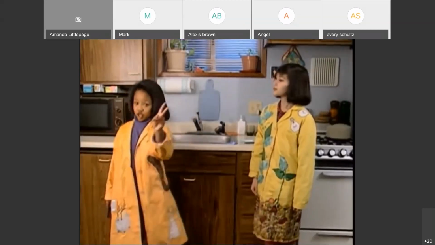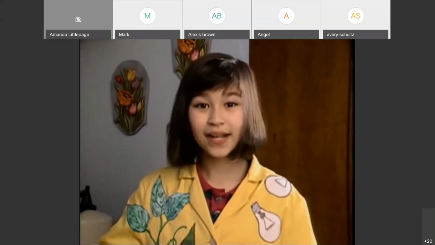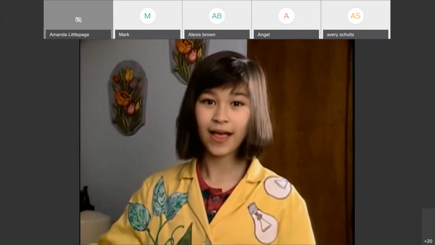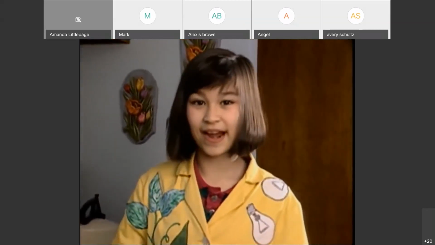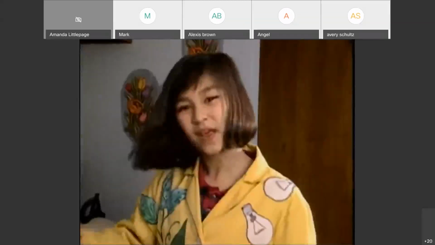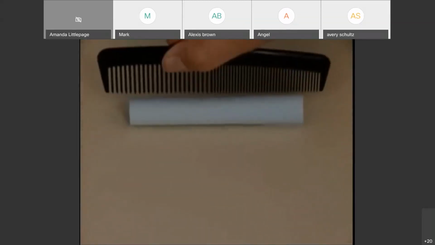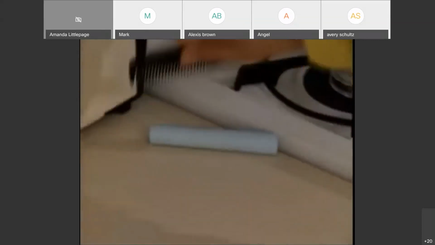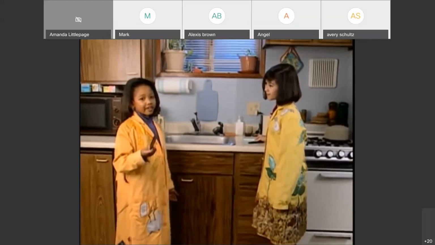Here are 2 fun things you can do with your hair and a comb. 1. Cut a square paper. Tape it in a roll, like this. Then, comb your hair very fast. Hold the comb near the paper. Wow! Neato!